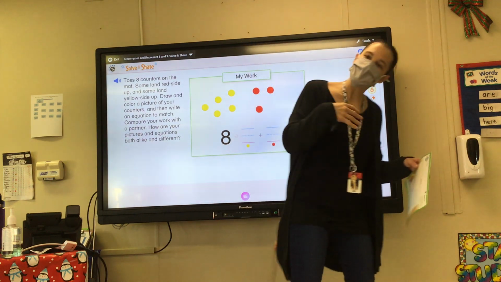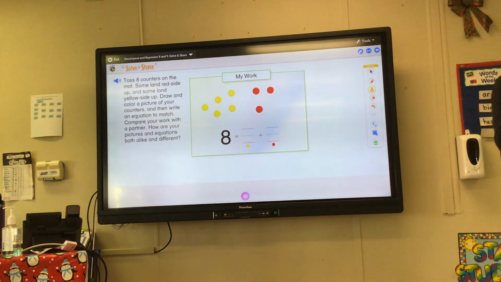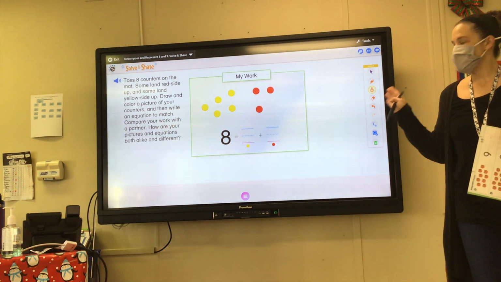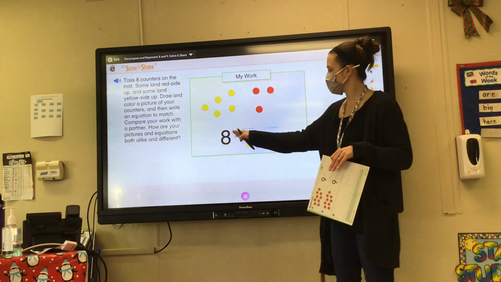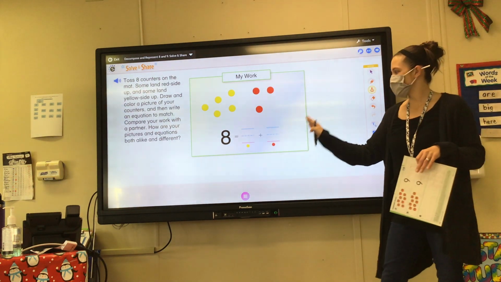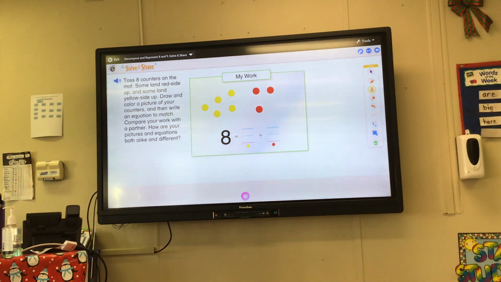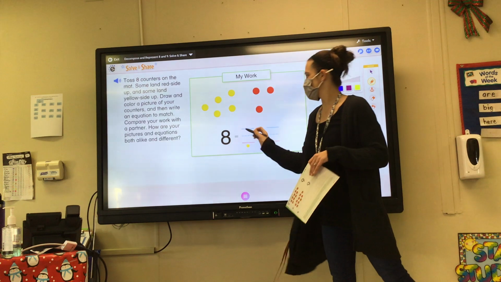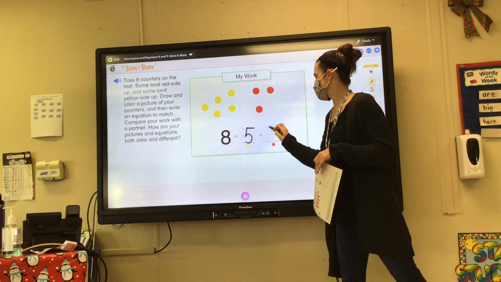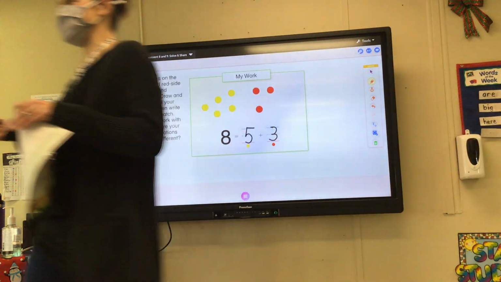So you're going to put some yellow on, some red on. It could look like mine. It can be different. There are different ways to have the parts equal 8 being the whole. When you're finished, write in your equation. 8 equals how many yellow did you draw? How many red did you draw? Yours may be different than mine. This is an example. My counters, I have 5 plus 3 equals 8.